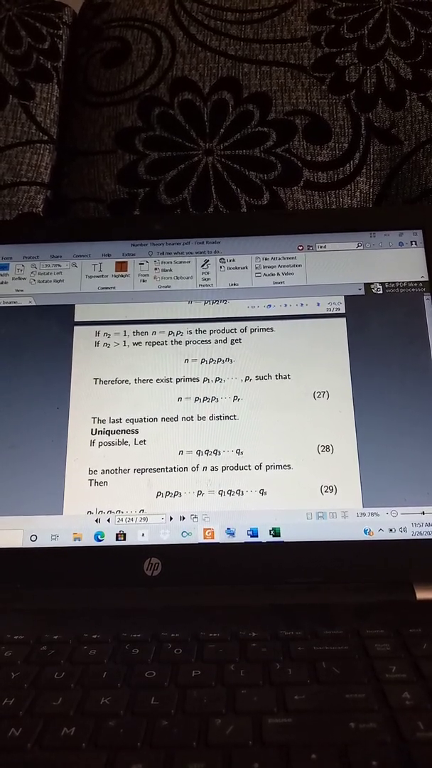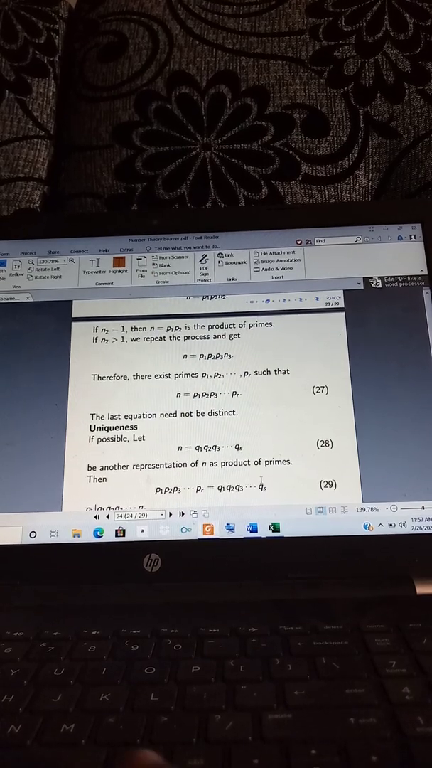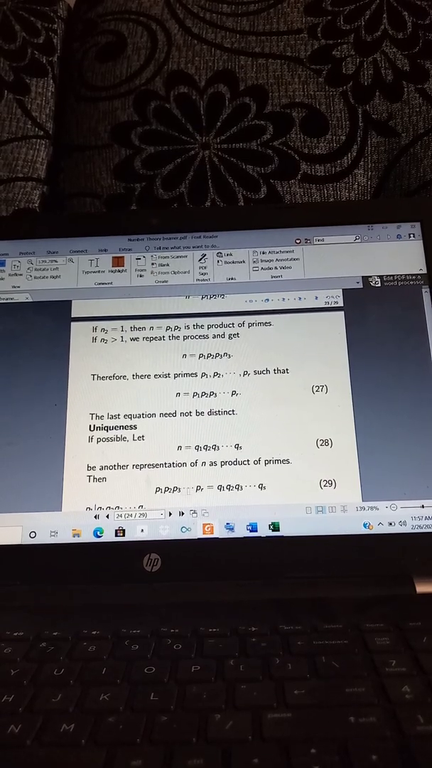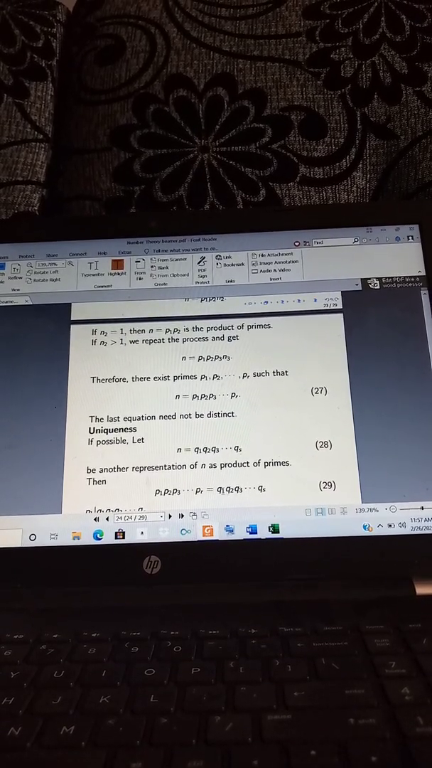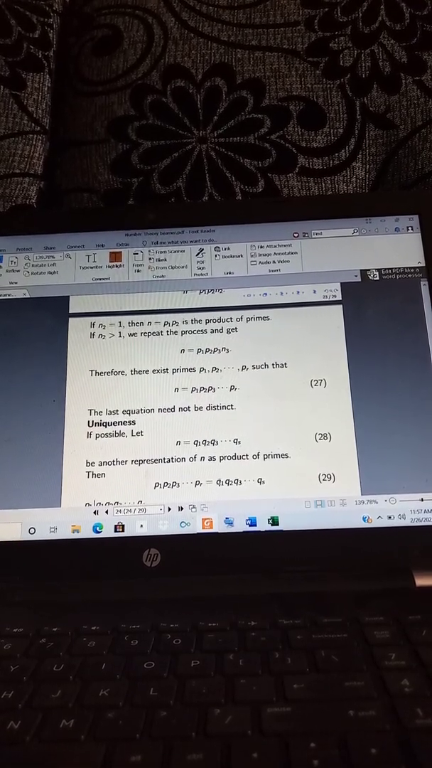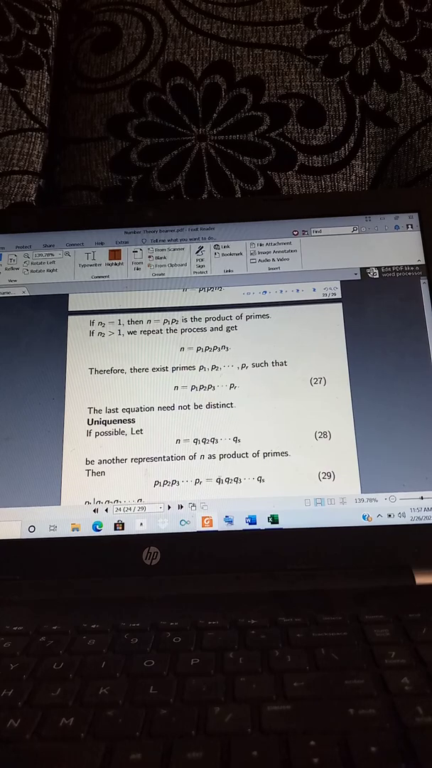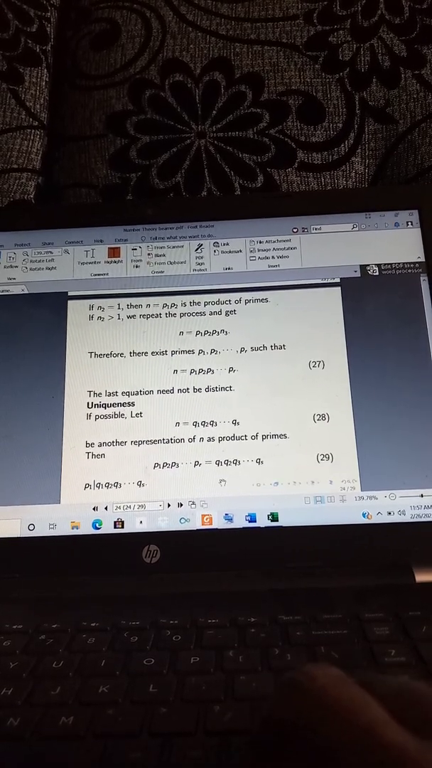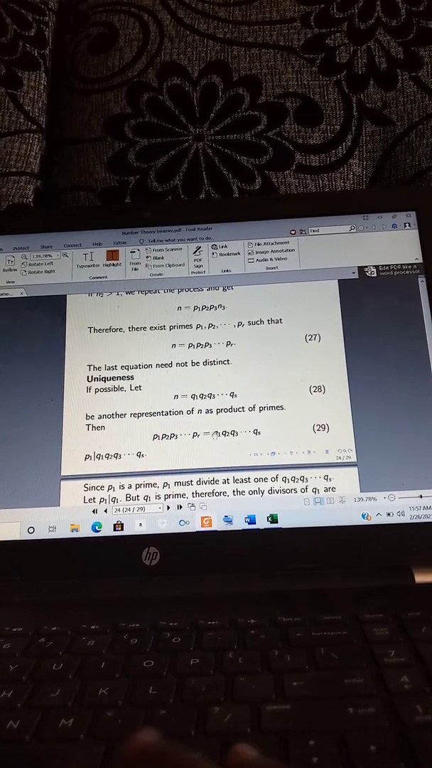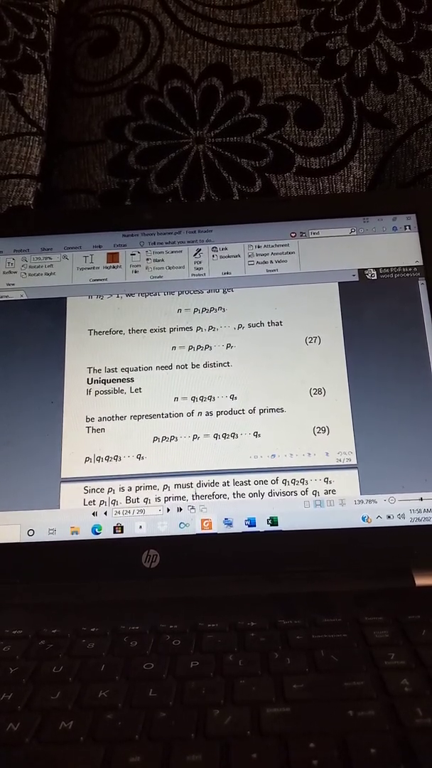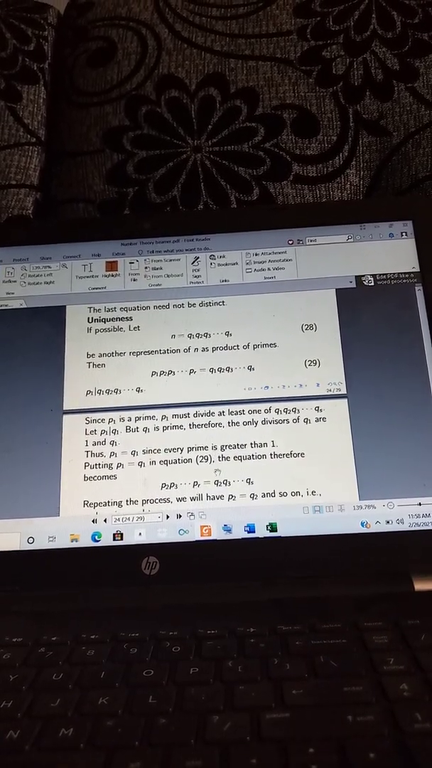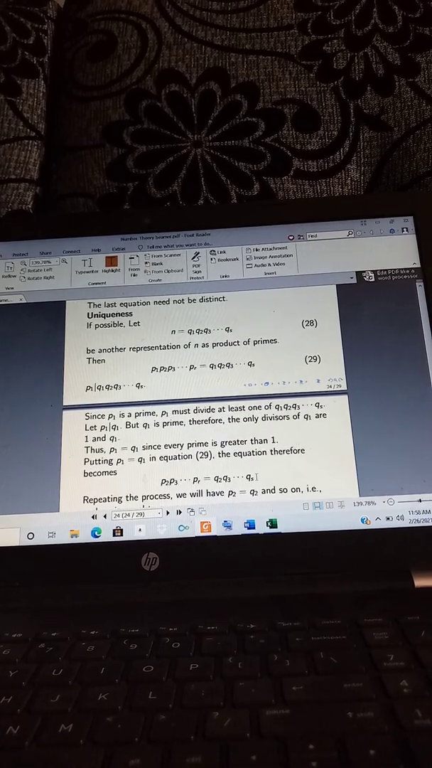Now from this equation 29, p1 will divide at least one of q1, q2, q3 up to qs. So let's assume that p1 divides q1, and q1 is also prime, and the only divisors of q1 are 1 and q1 itself, and p1 cannot be equal to 1, so p1 must be equal to q1. If we substitute p1 equals q1 into this equation, they will cancel out and we'll be left with p2, p3 up to pr equals q2, q3 up to qs.